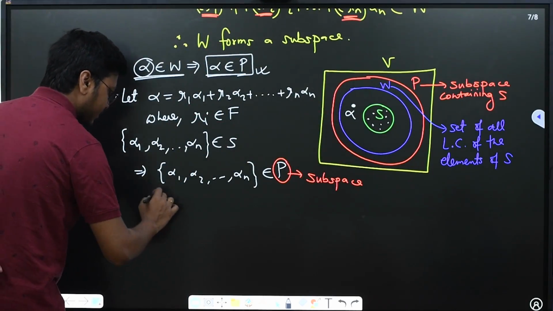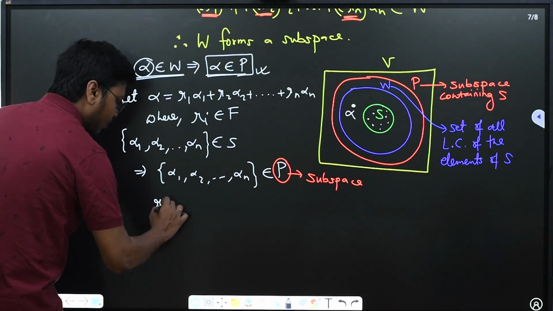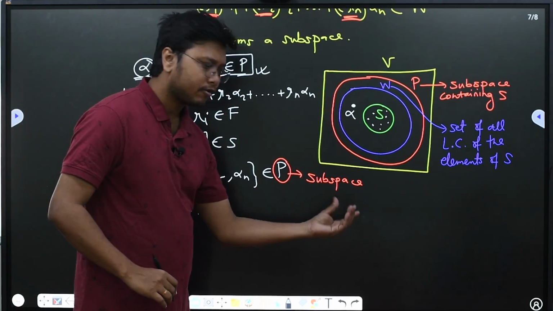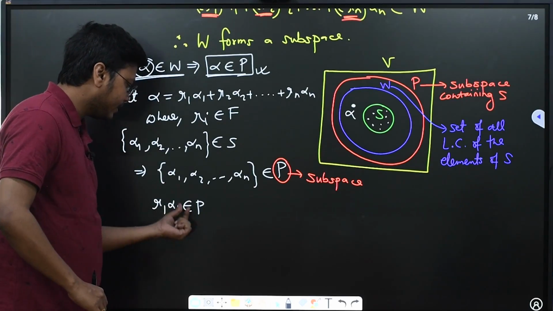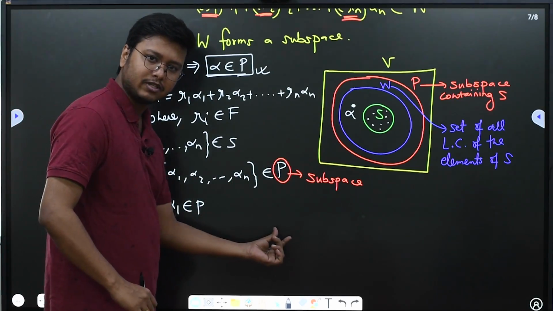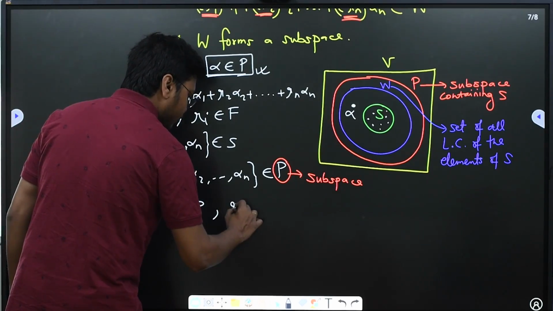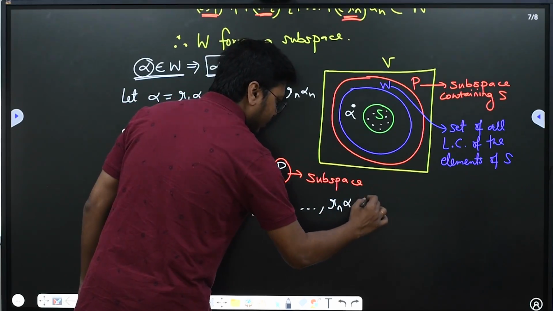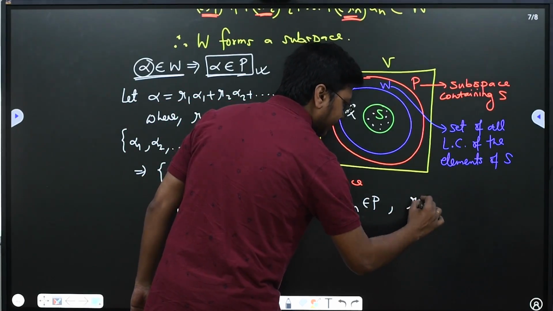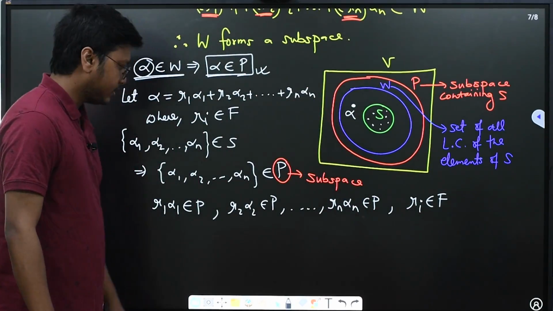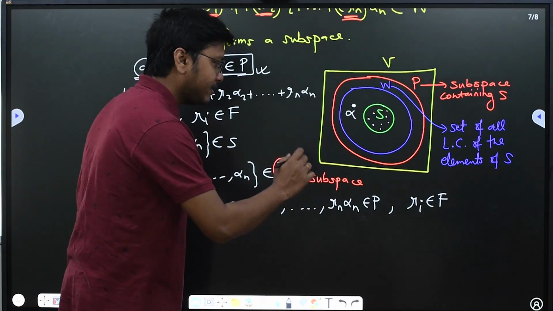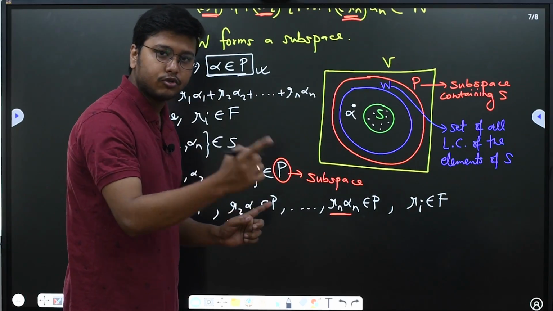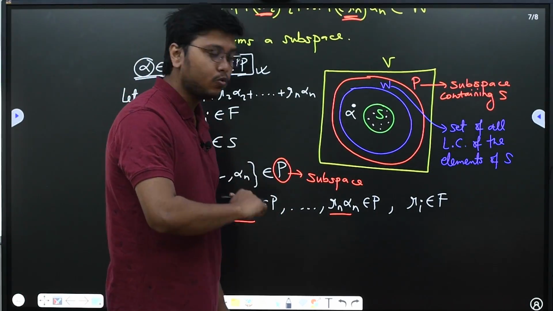So if P is a subspace, then R1 alpha 1 would definitely belong to P, because that's a criterion for something to be a subspace. Any constant multiplied with an element of the subspace has to belong to the subspace. Similarly, R2 alpha 2 would belong to P, and like this Rn alpha n would belong to P, where all the Ri have been taken from the F set, which is the field. Now since P is a subspace, if these elements belong to P, then their addition also has to belong to P. That was property number 2 of subspace.